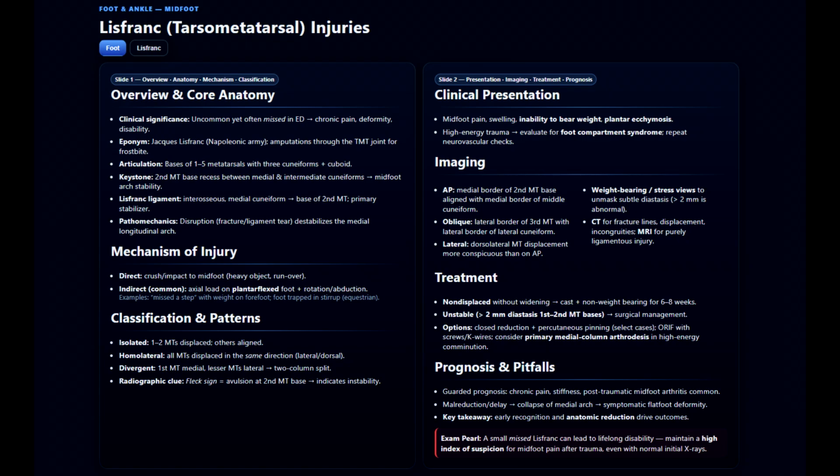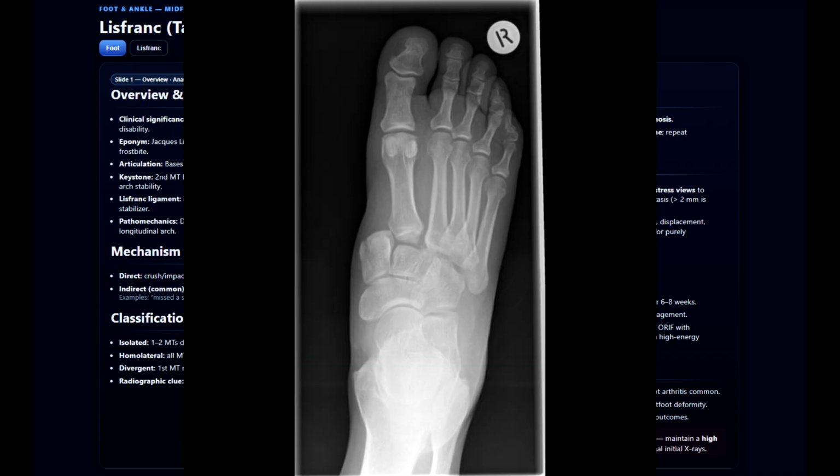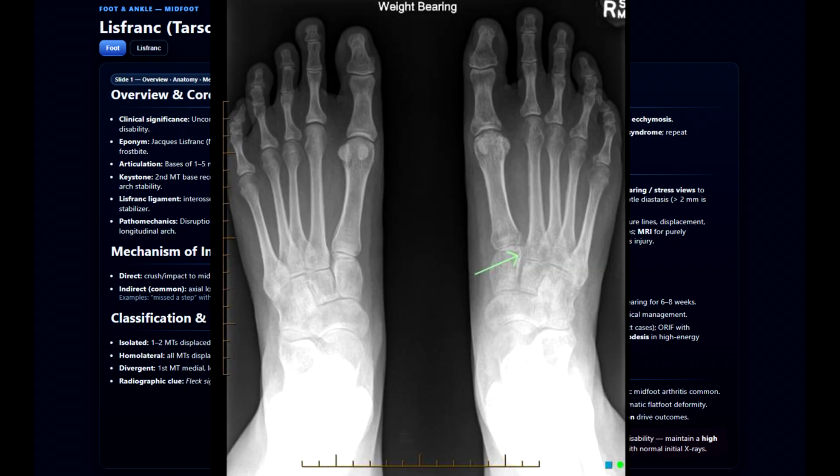In this part of our lecture, we will study the fascinating and clinically significant injuries of the Lisfranc joint complex, also known as the tarsometatarsal joint. These injuries, although relatively uncommon, are notorious because they are frequently missed in the emergency department, and when overlooked, they lead to chronic pain, deformity, and long-term disability.